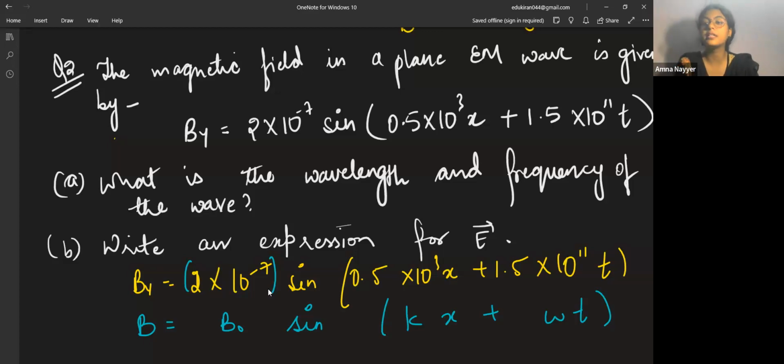Fine, if the question asks you to write about the amplitude, peak value, highest value, or maximum value of the magnetic field, then this is directly the answer. You don't need to perform any calculation in this. The second part says wavelength.